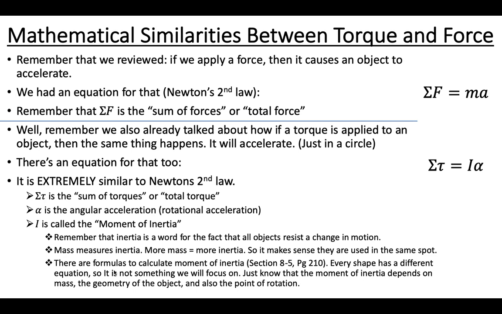And if there's something like a rectangle or a rod, they use L for length, and so all the letters mean exactly what you might think they mean, and so the formulas are pretty decently easy to use. The one thing that you should know is that the moment of inertia does depend on mass. The more mass you have, the bigger I you're going to have. It depends on the geometry of the object, so what shape it is, and it also depends on the point of rotation. Kind of like how a couple slides ago we had those two spinning lines at the bottom, right?